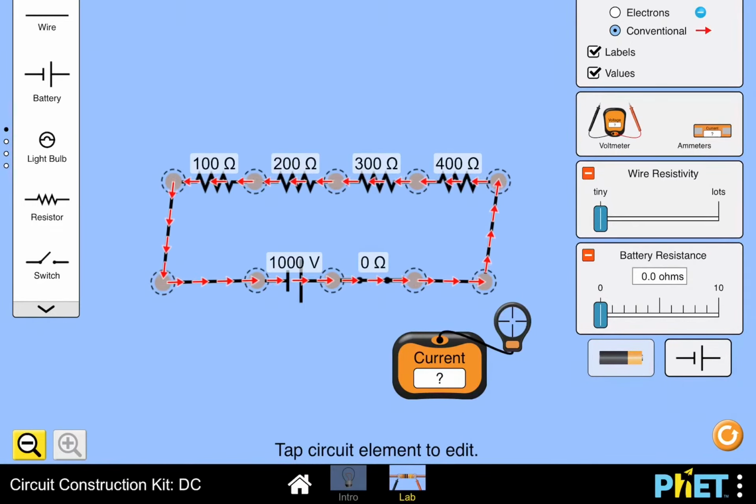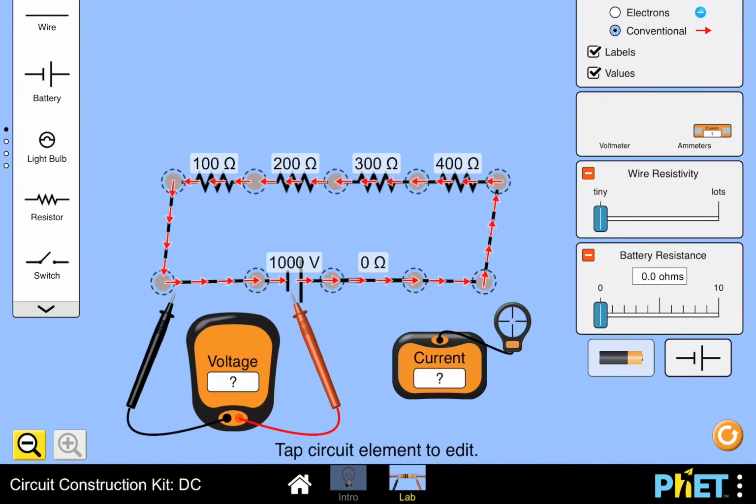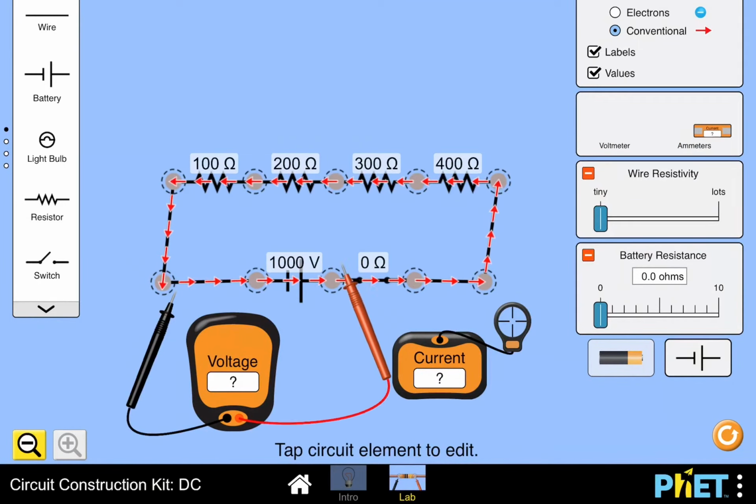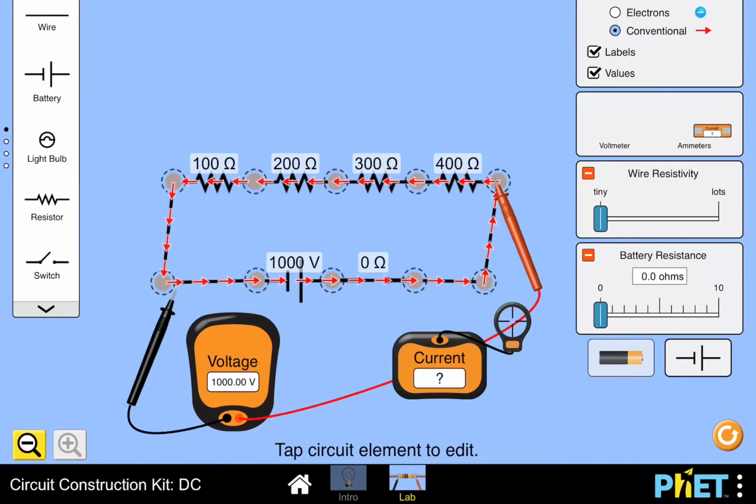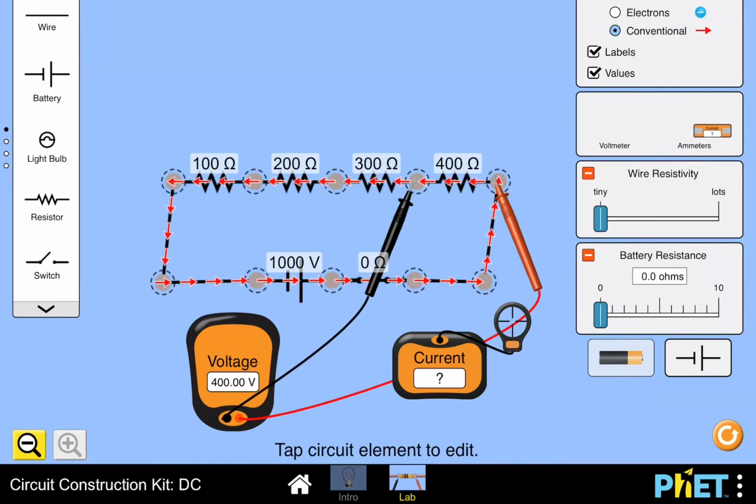Now the potential difference would be different. As this 400 ohm resistor has more resistance, the potential drop across this one should be greater, the highest among all. So let's measure the potential difference. How do I measure this one? Just choose one point here and one point here. So this is 400 volt. That means out of 1000 volt, 400 is dropped across this one.